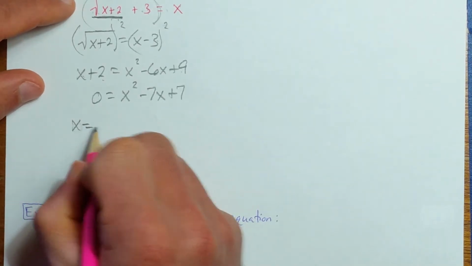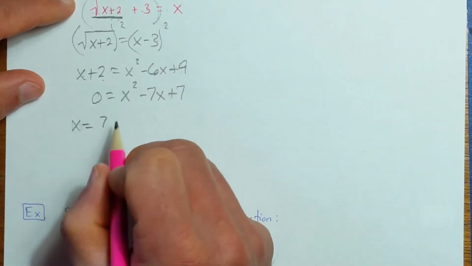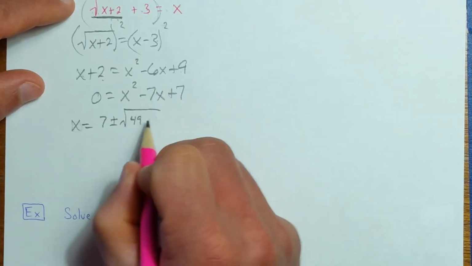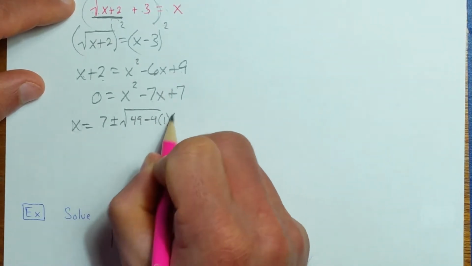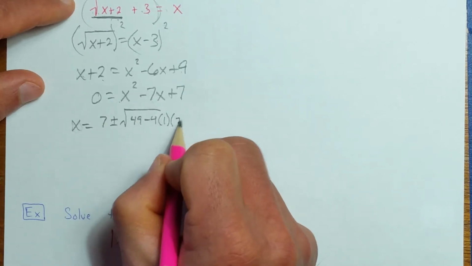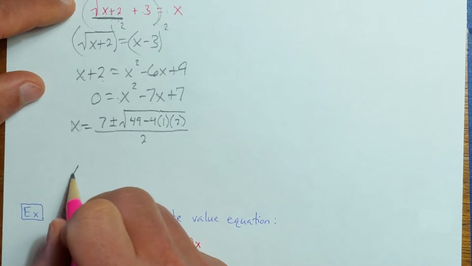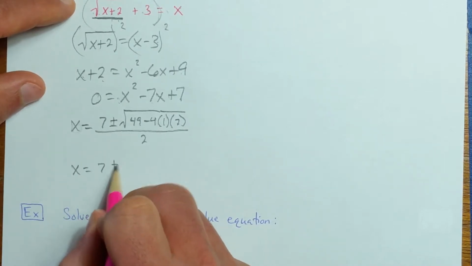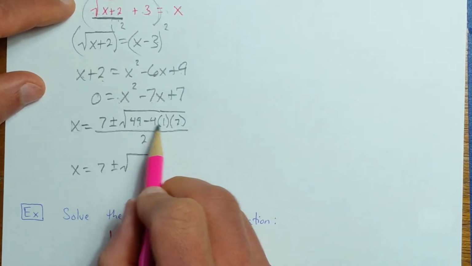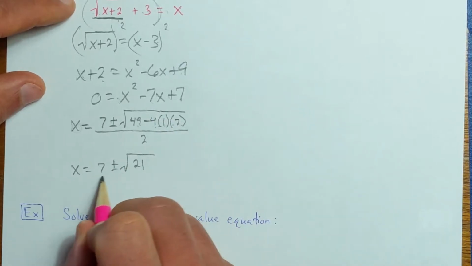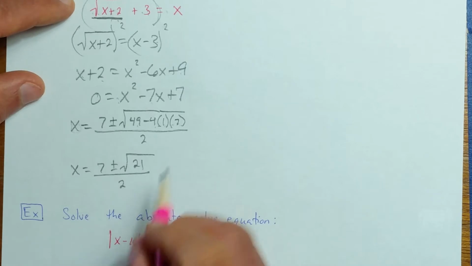I'm going to go ahead and use the quadratic formula, so it's going to be opposite of b, so plus 7, plus or minus the square root of 7 squared, minus 4 times a, which is 1, times c, which is 7, all over 2a, which would be 2 in this case. So I have x equals 7 plus or minus the square root of 49. That's eventually going to give me negative 28. So adding those together, I get 21 again, all over 2.